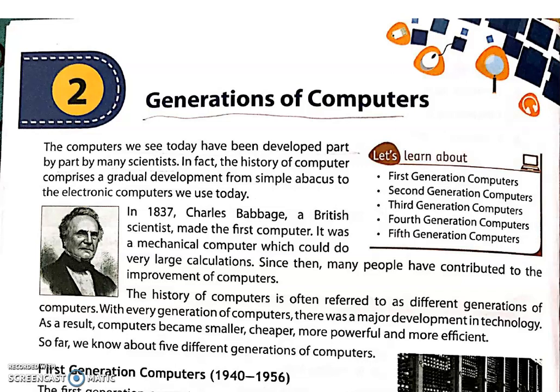Now, as you know, human beings have evolved over various generations. We started from apes, and now we have got the modern man, Homo sapiens. Similarly, computers have also gone through a lot of change.